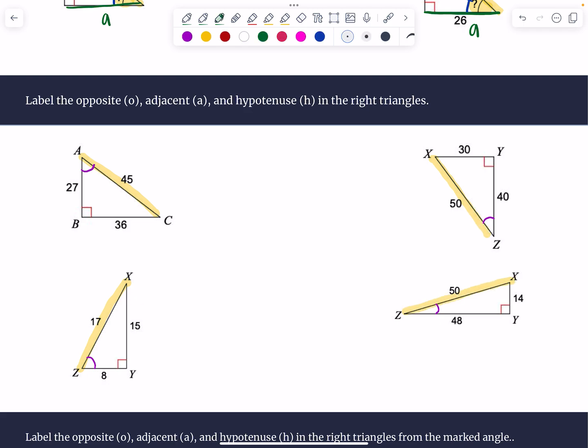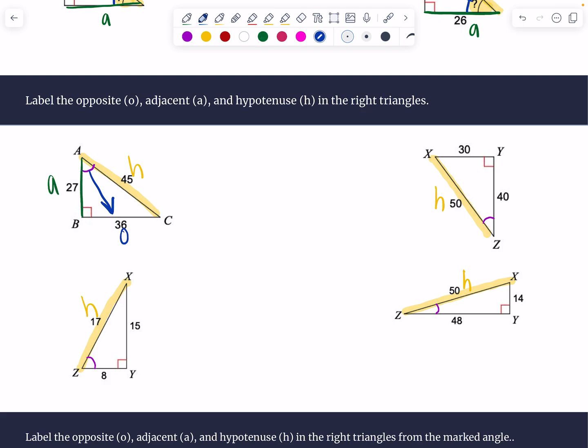Essentially what we're having to do every time is decide which piece is opposite and which piece is adjacent to the angle that they mark. So there's my hypotenuse, just like we did for the Pythagorean theorem, a squared plus b squared equals c squared. But now we are labeling these: the hypotenuse, the c value, is always going to be an h, and then we're figuring out which piece is opposite and which piece is adjacent. So let's go find the angle that they're pointing to first. The angle that they're pointing to is this one right here. What is opposite that angle? The 36, which forces the 27 to be the adjacent.